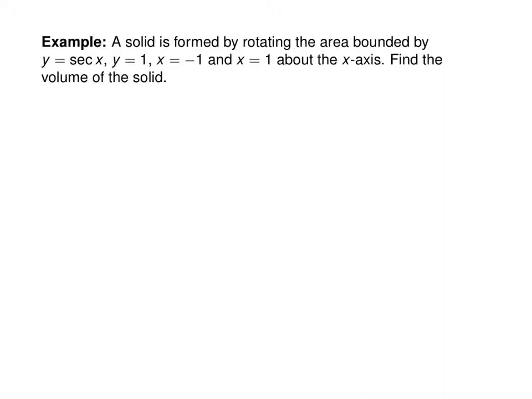A solid is formed by rotating the area bounded by y equals secant of x, y equals 1, x equals negative 1, and x equals 1 about the x-axis. Find the volume of the solid. I am going to ignore the y equals 1 bit because I think that's a typo. So that should have said y equals 0.